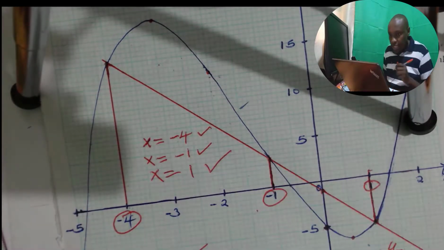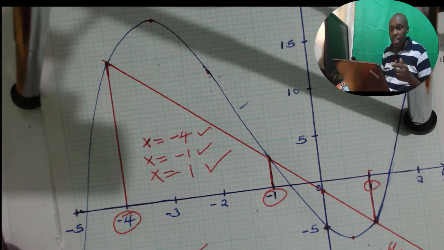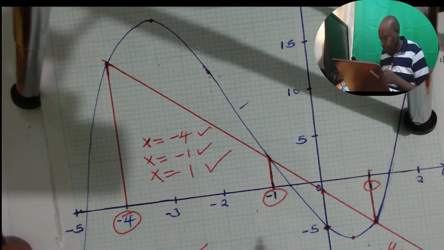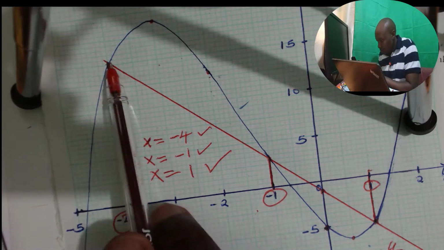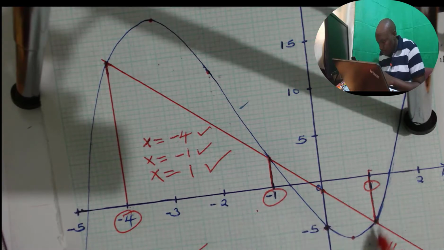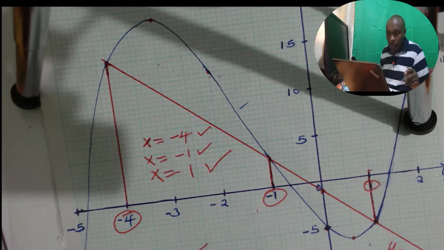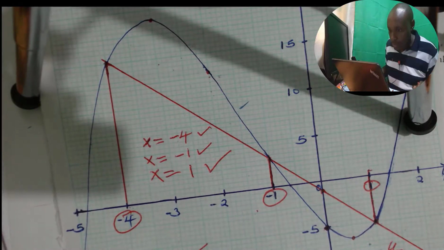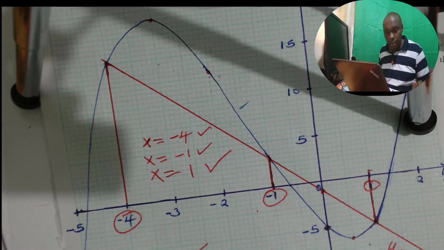So there are 3 solutions. We read the x coordinates of the intersection points. The first point, x is equal to -4. The second, x is equal to -1. The third one, x is equal to 1. And that is how you're supposed to give the solution and how you're supposed to work out that question.